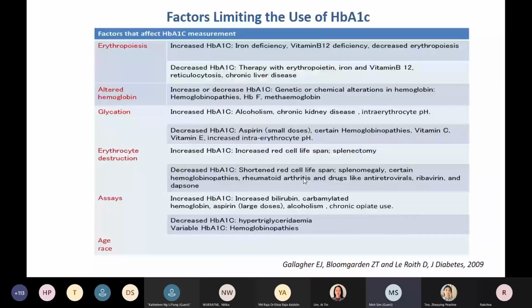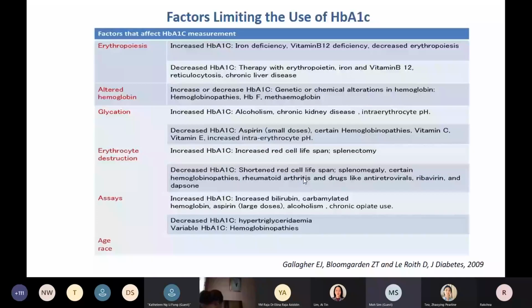We must also be cognizant of the fact that there are factors that limit the use of HbA1c. These factors are shown in the slide. They include erythropoiesis. Increased HbA1c values can be seen in iron deficiency states, vitamin B12 deficiency states, and states where there is a reduction in erythropoiesis. Conversely, you can see low HbA1c values in patients who are receiving erythropoietin therapy or iron and vitamin B12 therapy. You can also see reduced HbA1c values in reticulosis as well as chronic liver disease.